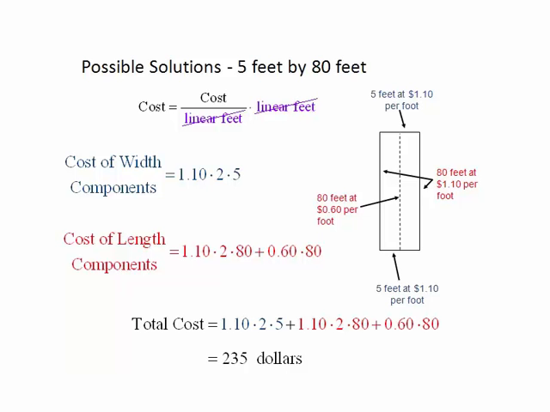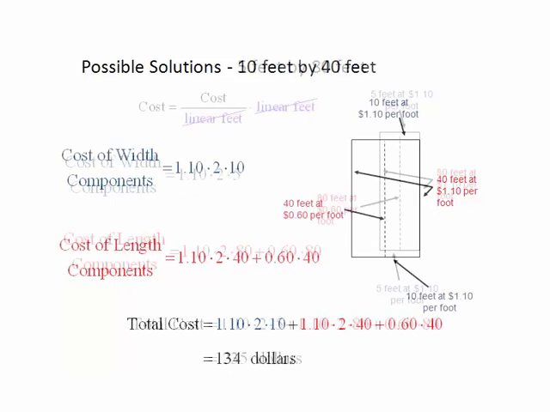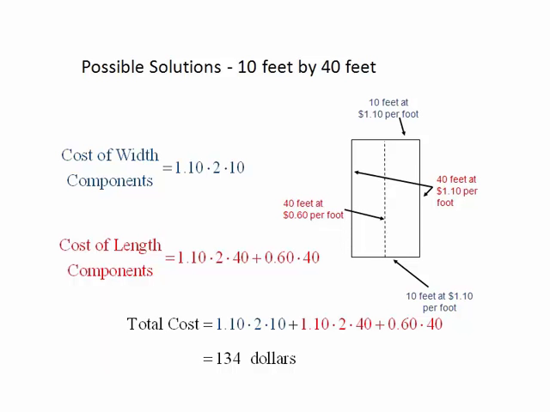Putting these components together gives the total cost of fencing for this enclosure, $235. Another possible solution is an enclosure that is 10 by 40 feet. Working out the cost of the width and the length components gives a total cost of $134.